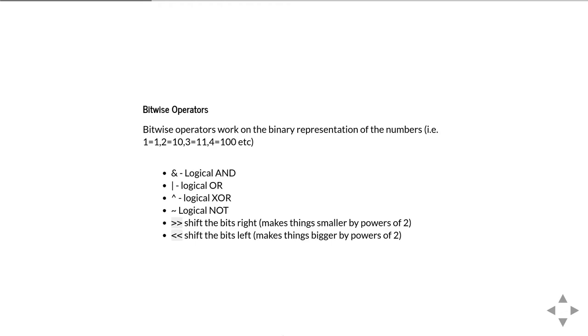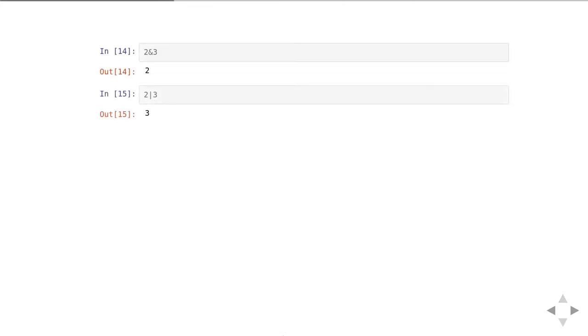And so every time I shift to the right, I'm dividing by 2. If I shift to the left, then I'm making everything bigger by a power of 2. So if I've shifted all the digits to the left and put a 0 in on the right hand side, then 2, which is the digits 10, becomes 100, which is 4. And so you can show that it does all of the things you'd expect.